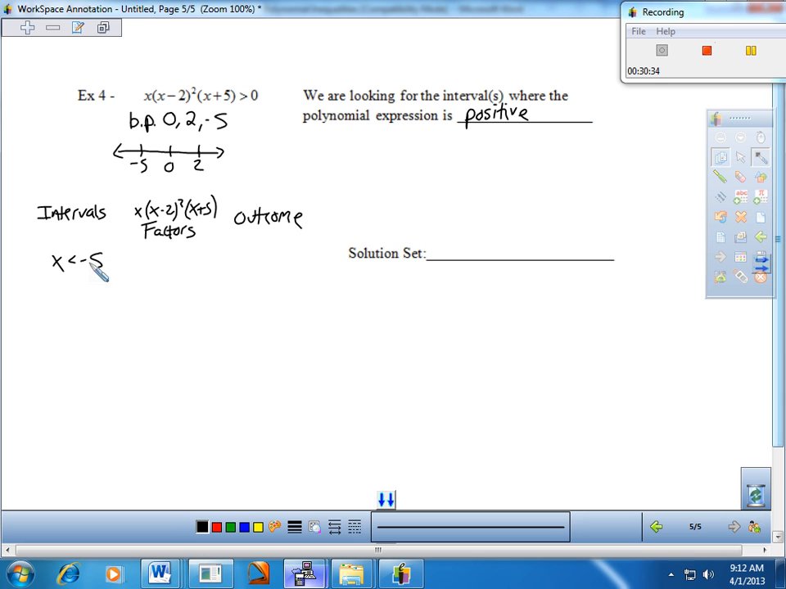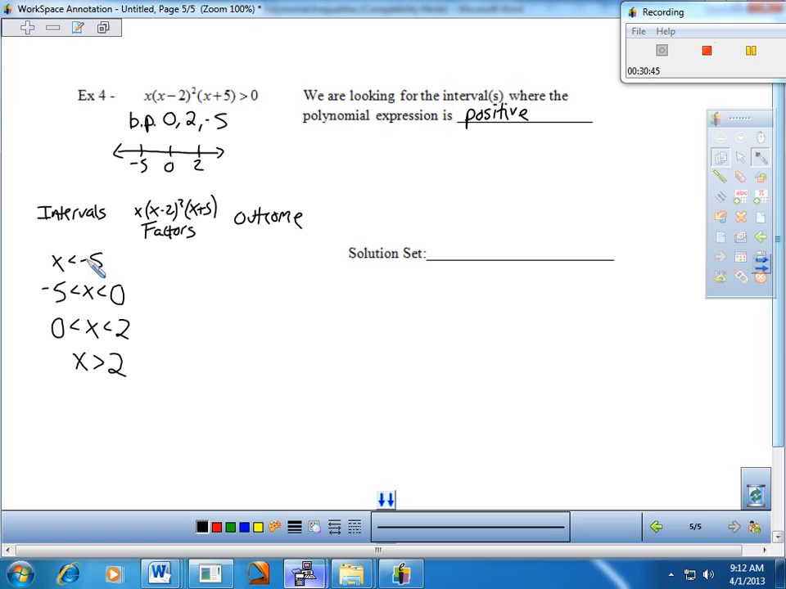To the left of -5, of course. In between -5 and 0. In between 0 and 2, bigger than 2. I think that's what we're focused on. Now I'm going to treat this as a kind of a 1, 2, 3 approach. Again, if you want to do it a little differently, that's fine. Just get it to work. So here we go, guys.